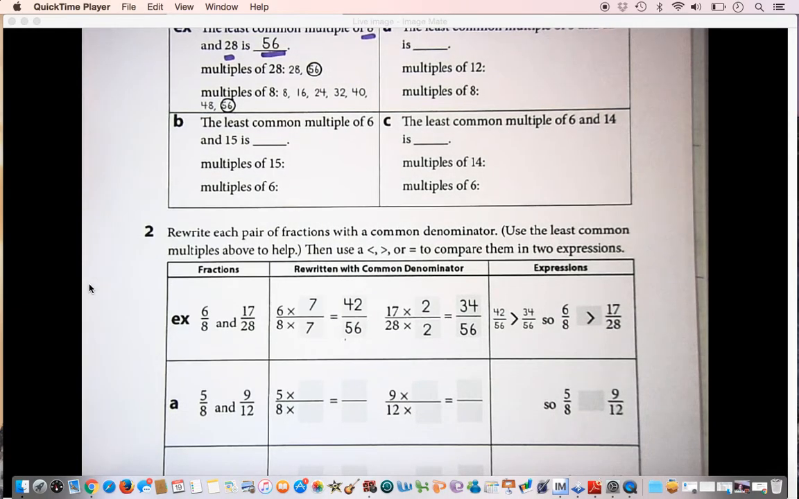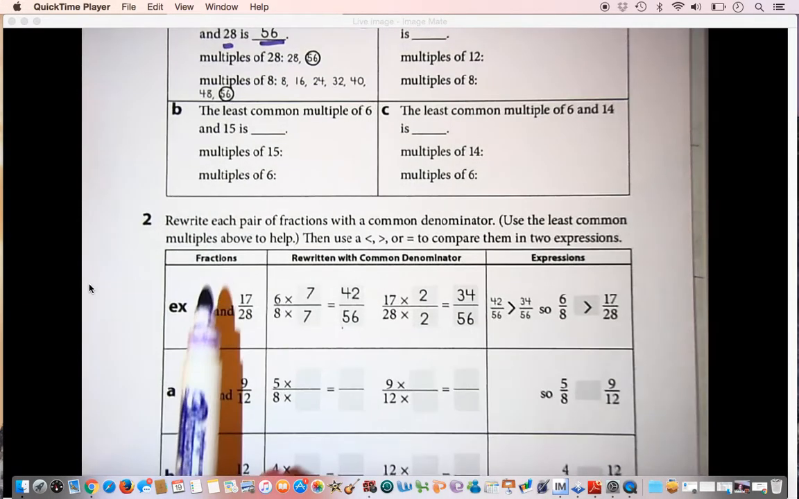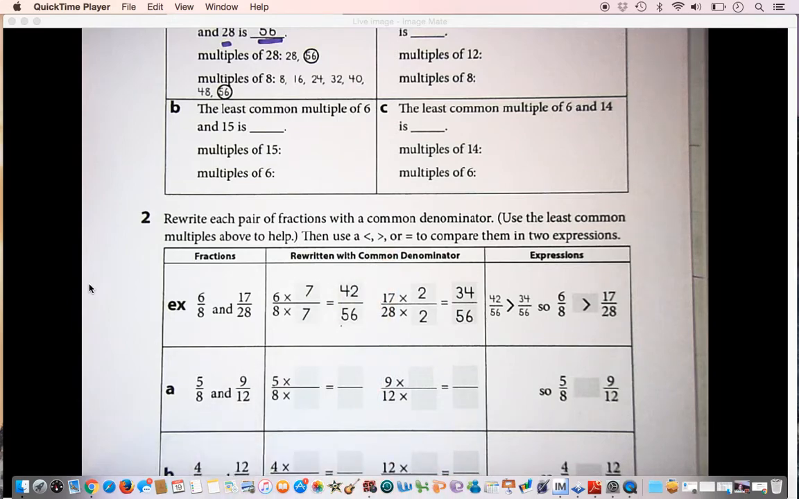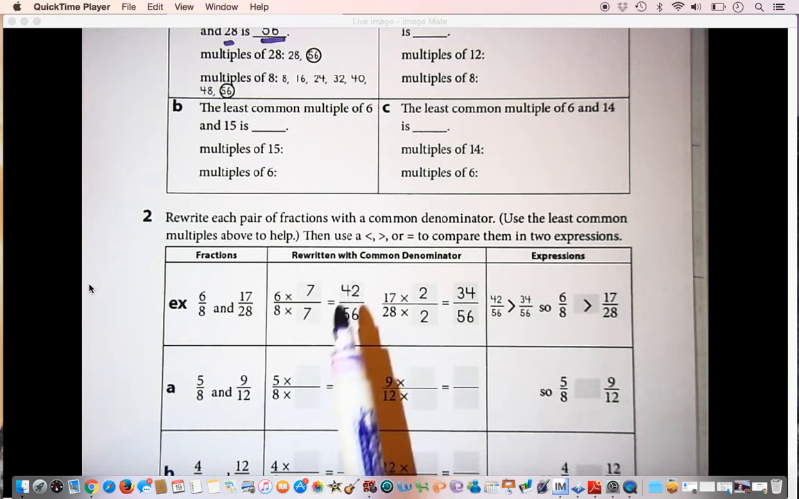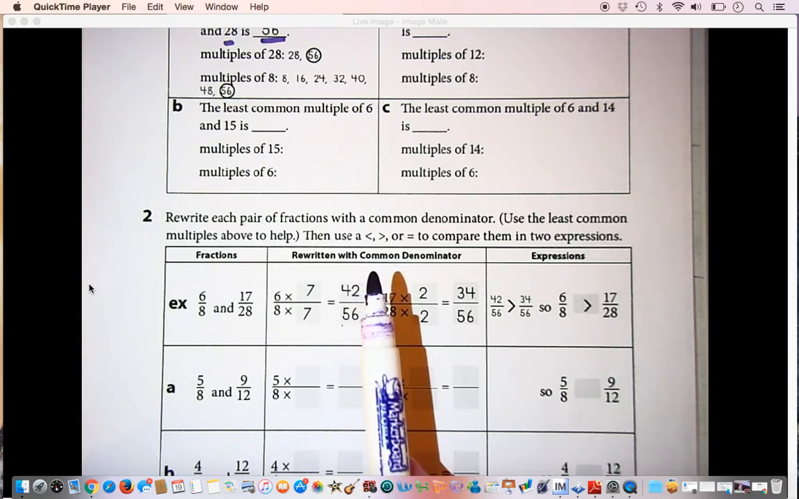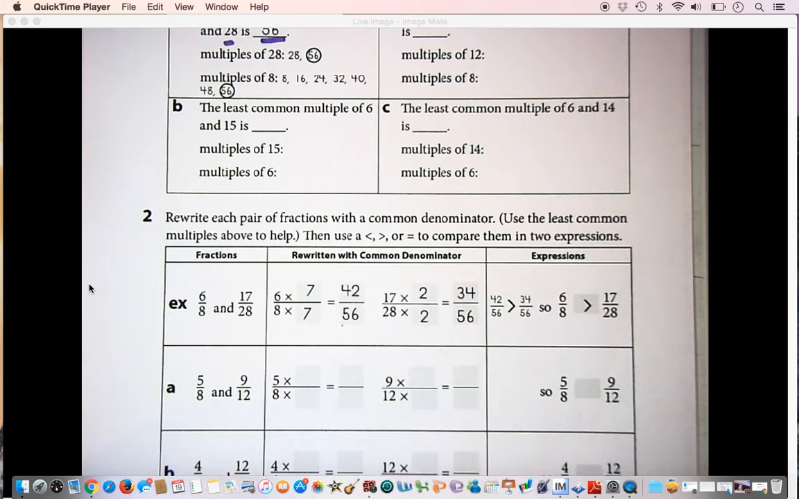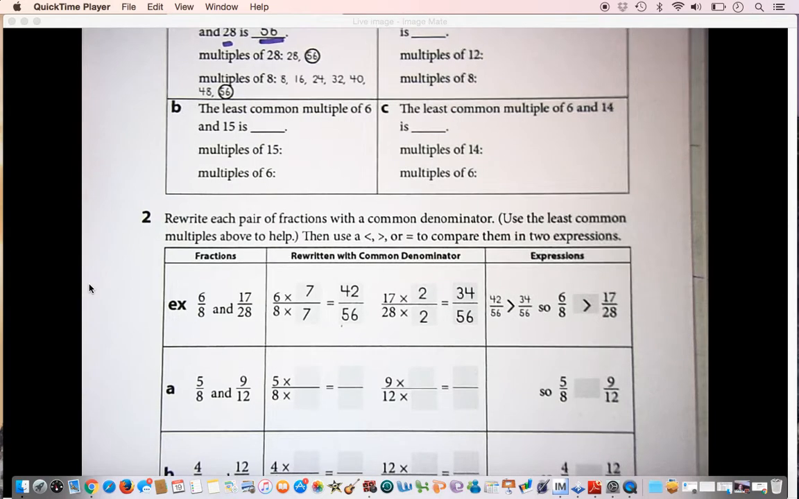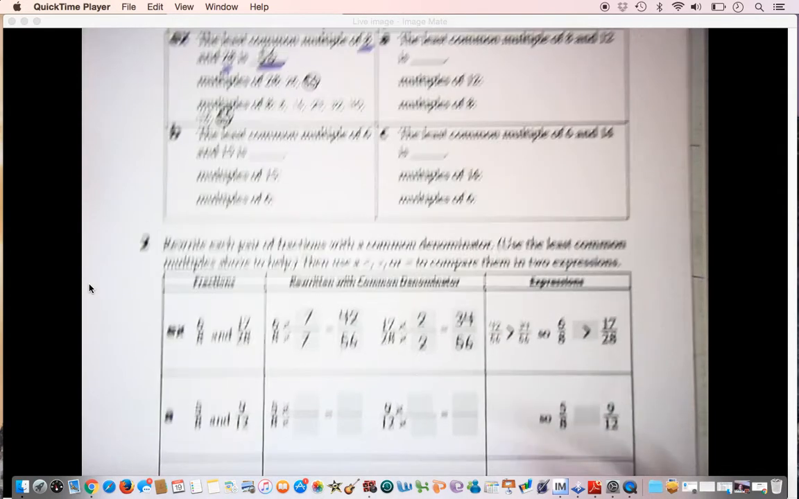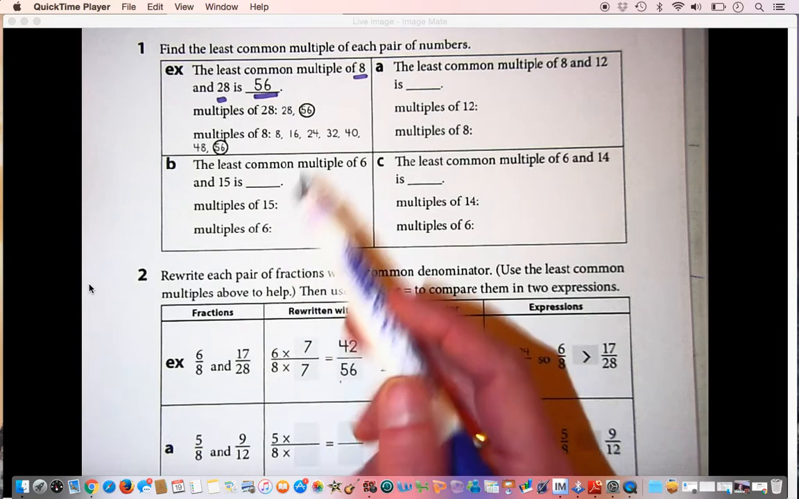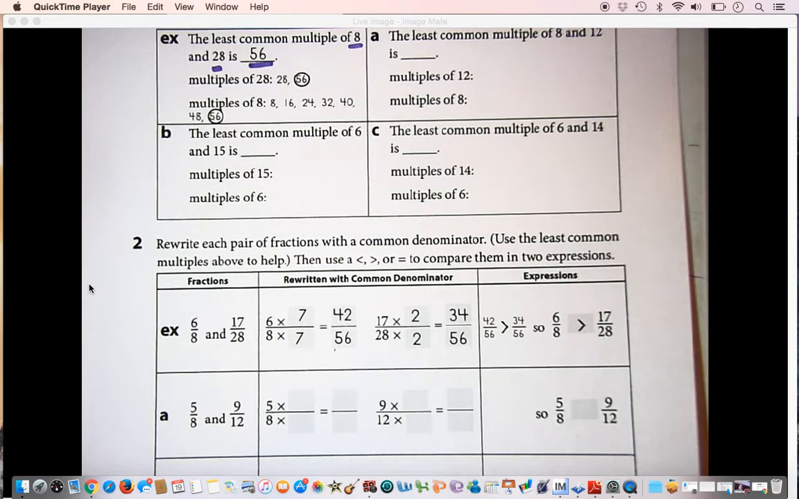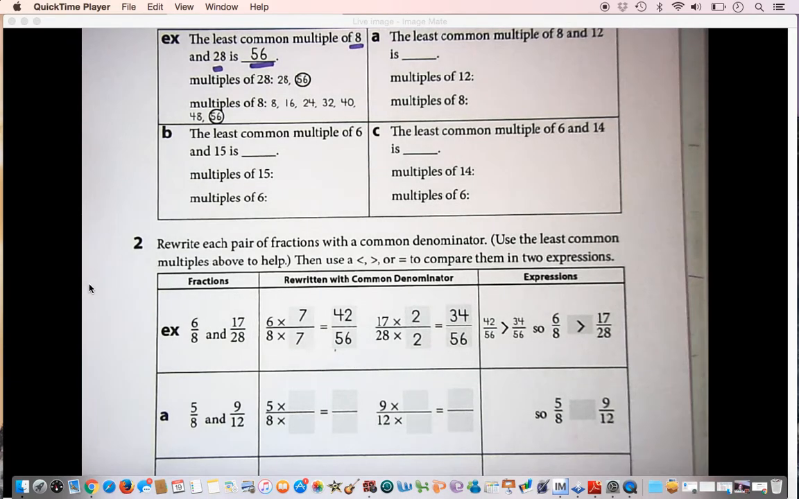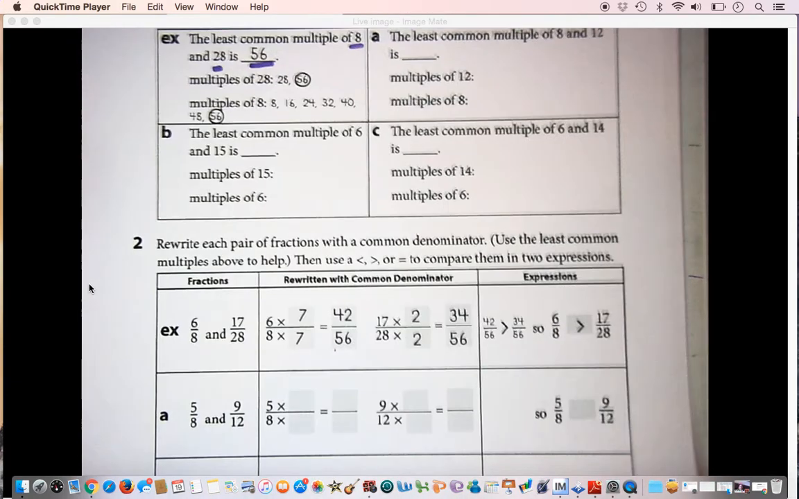number 2, because in number 2 what it wants you to do is rewrite each pair of fractions with a common denominator. And then we're going to compare them using greater than, less than, or equal to. So we have the examples of 6 eighths and 17 28ths, and that goes with the example that we just did in number 1. So if I go back over here, I just want to show you what's happening in the example.